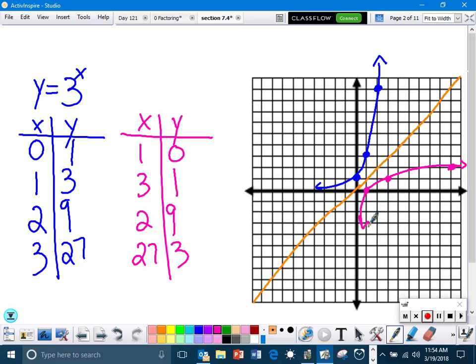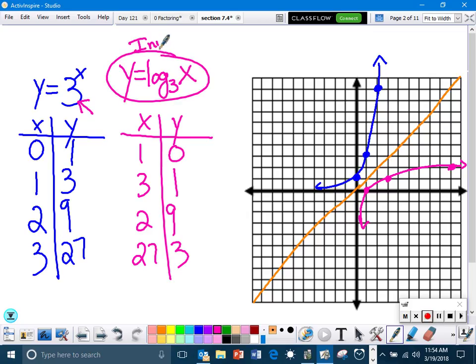Okay, so that's what the inverse of the graph looks like. Now writing the inverse, y equals log, the base is 3, so a little 3, and then a normal sized x. That is the inverse of y equals 3 to the x power.